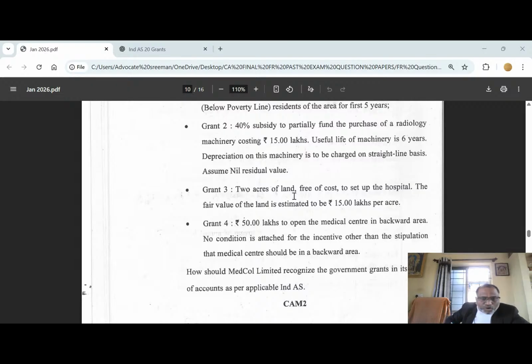Non-monetary grant shall be measured at fair value or nominal value.